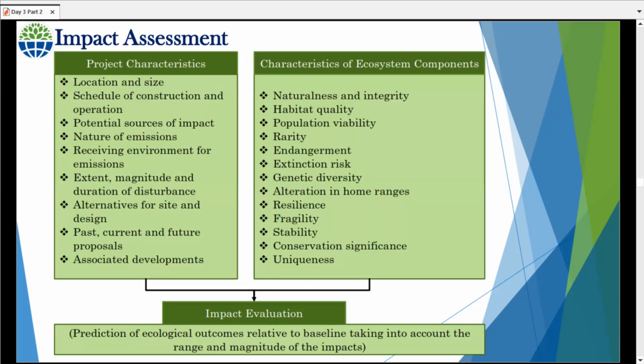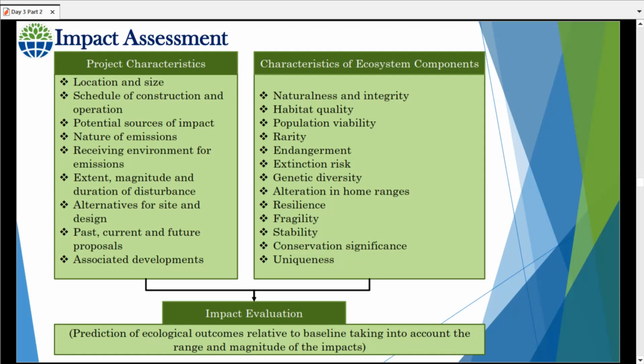Here, project characteristics and ecosystem components. Under the project characteristics, we have to assess on the basis of location, size, schedule of construction, operation, potential sources of impact, nature of emission, type of emission, receiving environment from the emission, like extent, magnitude, duration of disturbance, alternatives for the site, if any, past, current, and future proposals, if any, and associated developments. We have to think about the project characteristics.